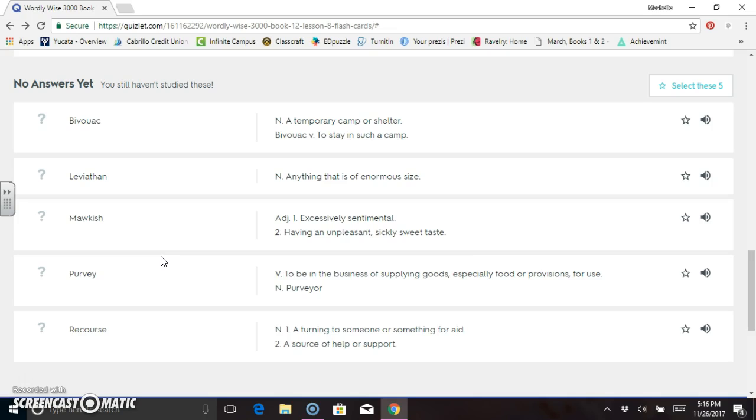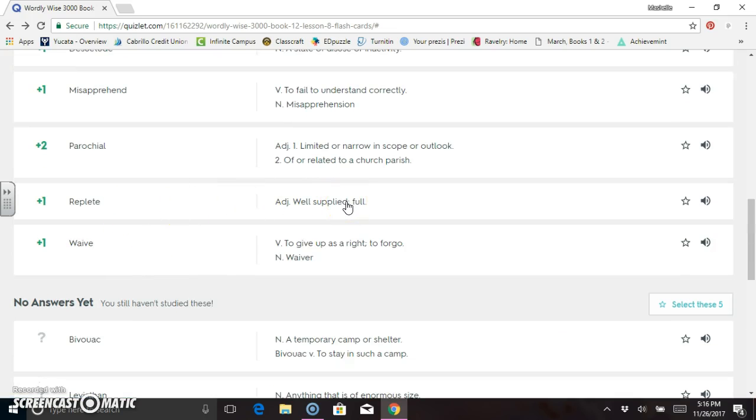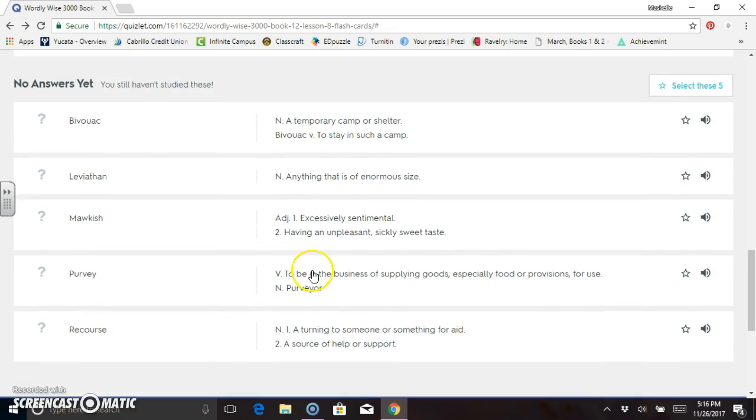Purvey is a verb, to be in the business of supplying goods, especially food or provisions for use. So purvey is the idea that you go to a place that has the option of getting the supplies, getting the goods. A purveyor is the person who supplies them to you, but also going back to our previous vocab word of replete, replete means that you're well supplied and full. If you get your supplies from a purveyor or from a business that is in the business of supplying those goods, then your pantry is replete. So both of them go hand in hand.